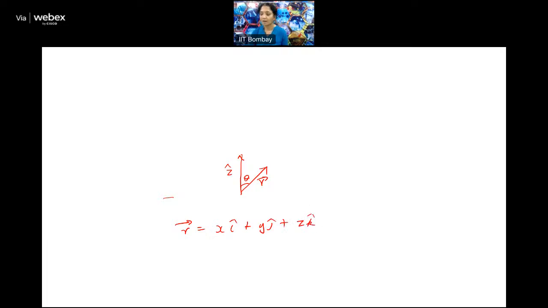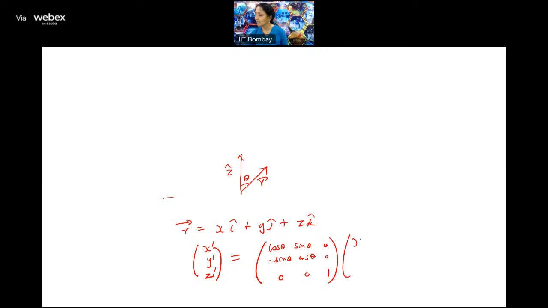Right? And you can show that you can write this also in a different notation as x, y, and z. And that under rotation changes to x prime, y prime, and z prime. And that is given by the matrix cos theta, sin theta, minus sin theta, cos theta, acting on x, y, z. So that's the rotation, right? Rotation of a simple position vector where I do a rotation about the z-axis.